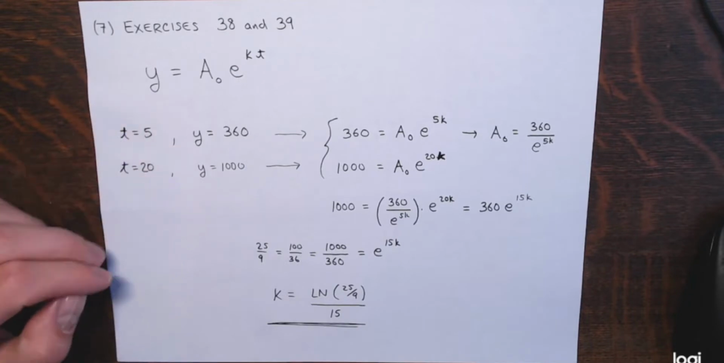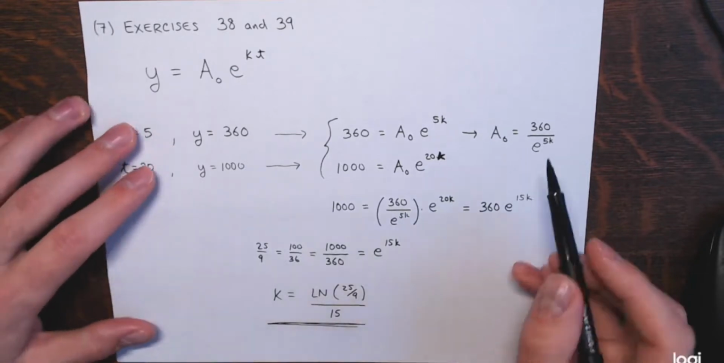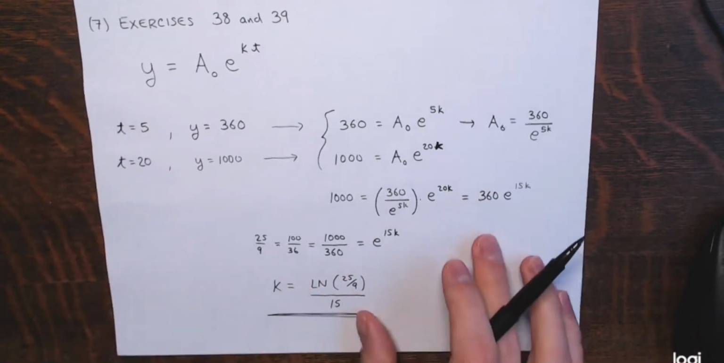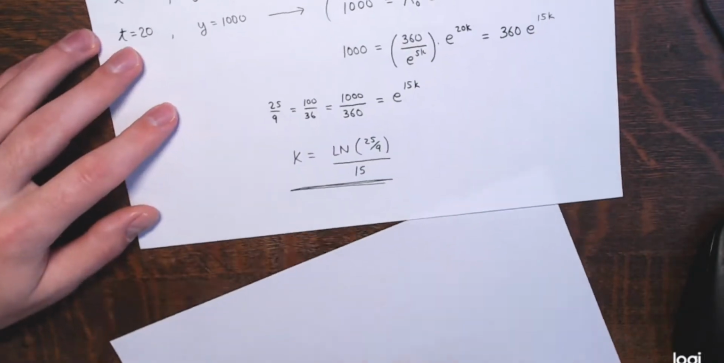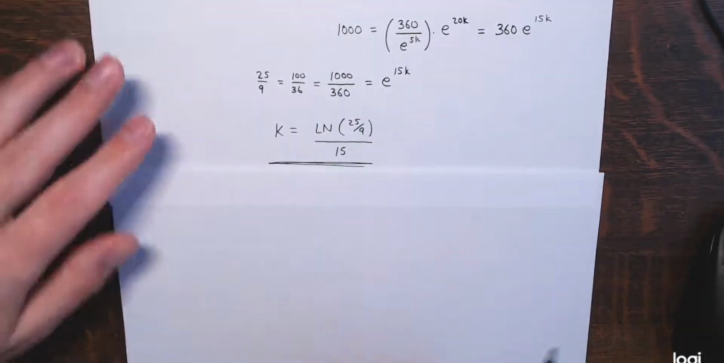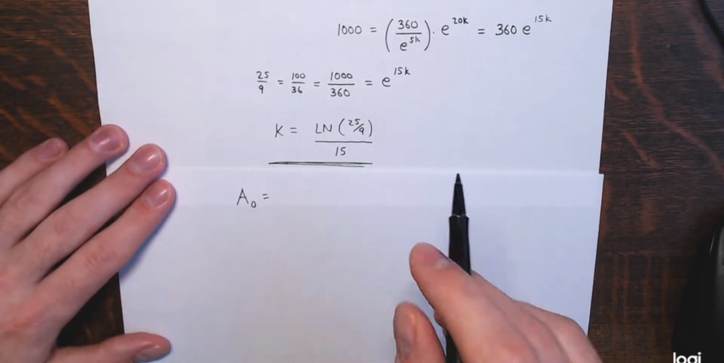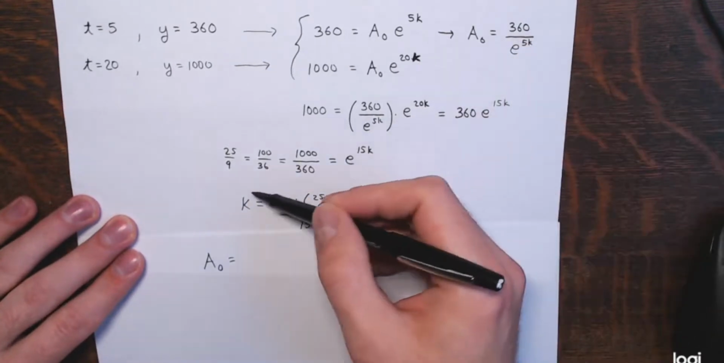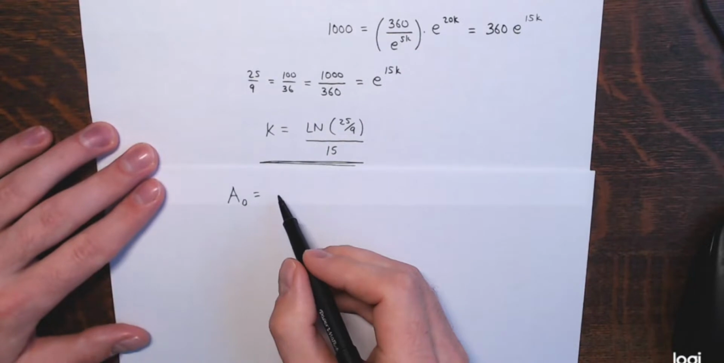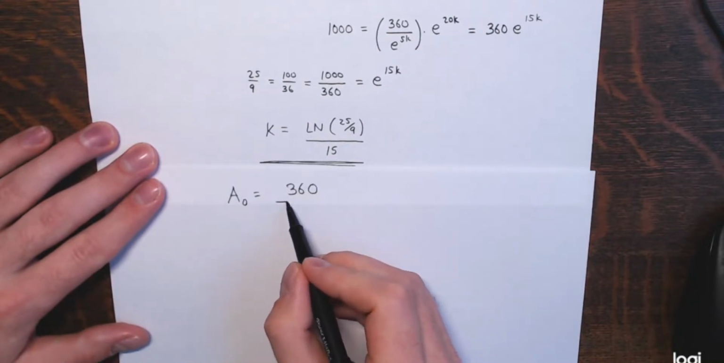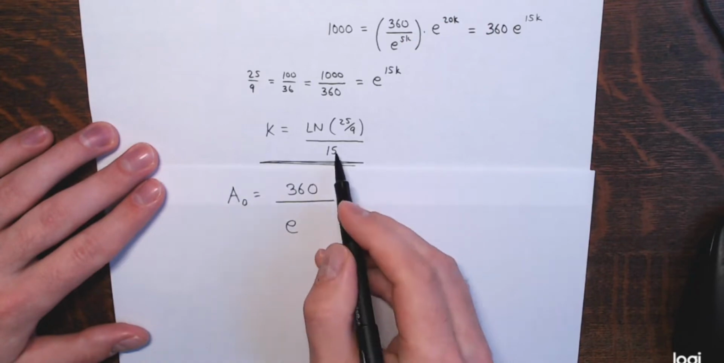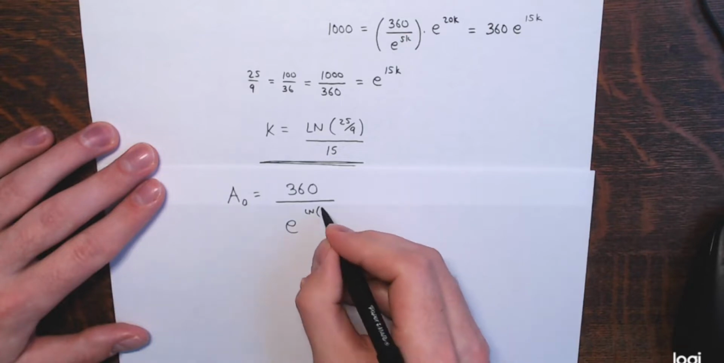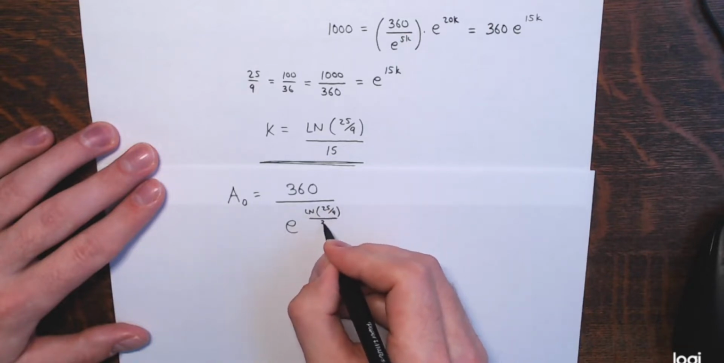All right, and now that I know the value of k, I can plug it in here and find a0. So I'll go to another page for this. We can find our initial amount now from this. A sub 0, remember from this equation up here, is 360 divided by e to the 5k, and we know k now. Now 5 times k would make this denominator 3, so it's e to the natural log of 25 ninths divided by 3. That would be e to the 5 times k.